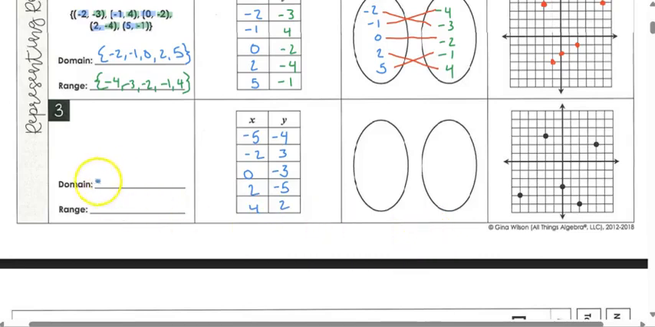Now I can write my domain and range just like I did before. The domain is -5, -2, 0, 2, 4. And then the range is -5, -4, -3, 2, 3. This is what we call a discrete relation because it has specific points. It can only be those points. It can't be anything in between.